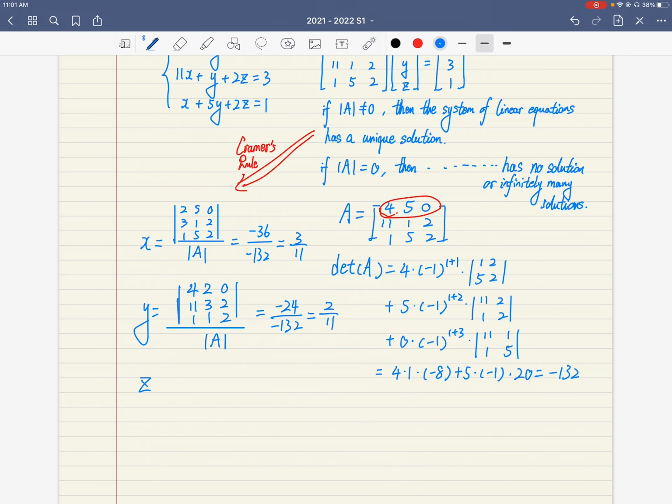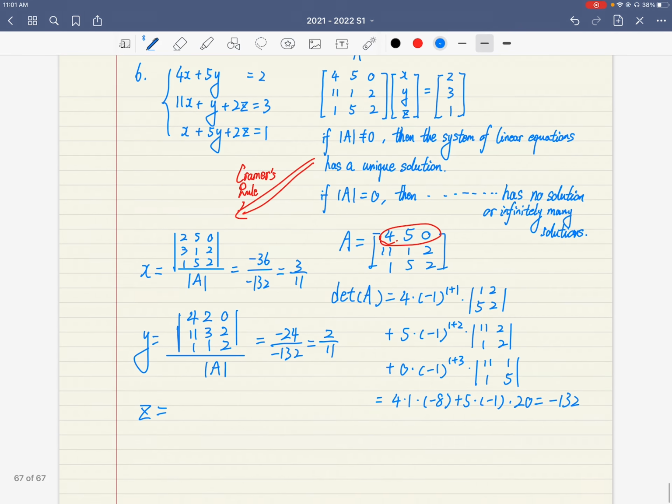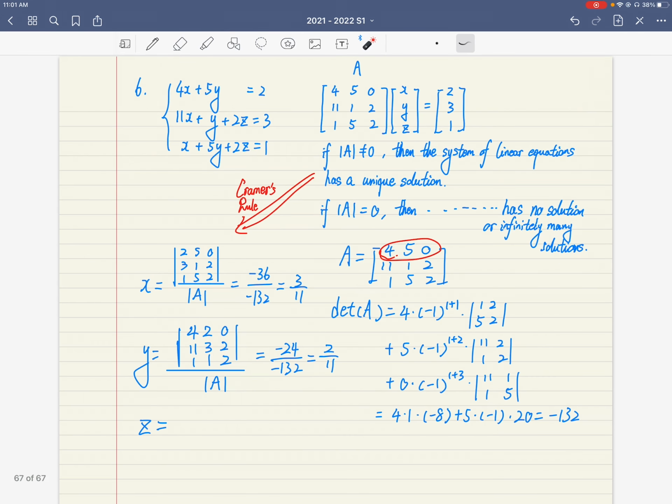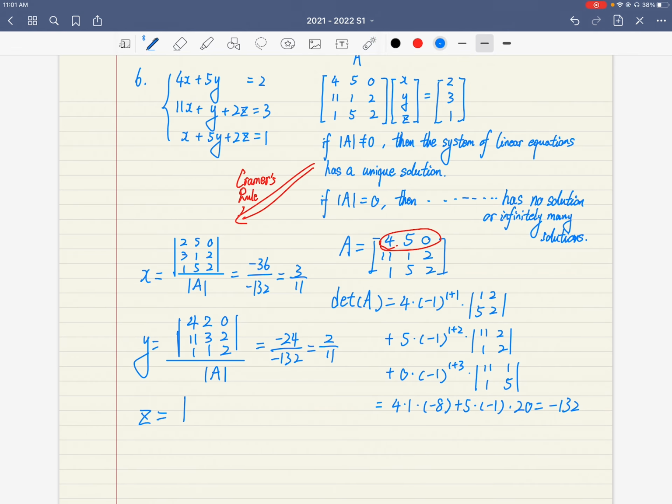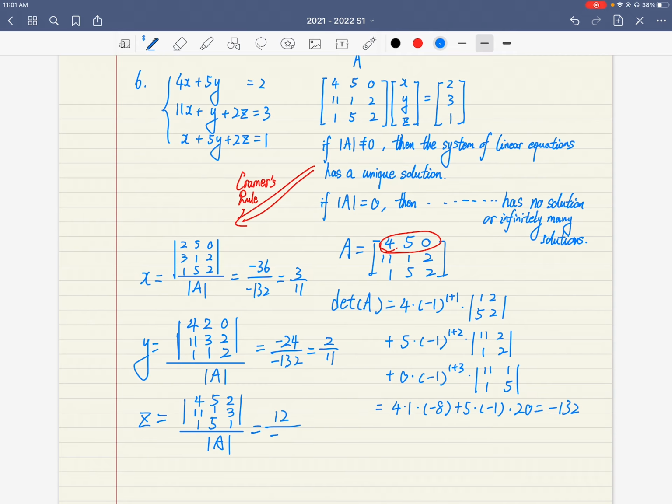Then for z, you just replace the last column with the right-hand side. So 4, 11, 1, 5, 1, 5, 2, 3, 1, over the determinant of A. So it will be 12 over -132. It will be -1/11.